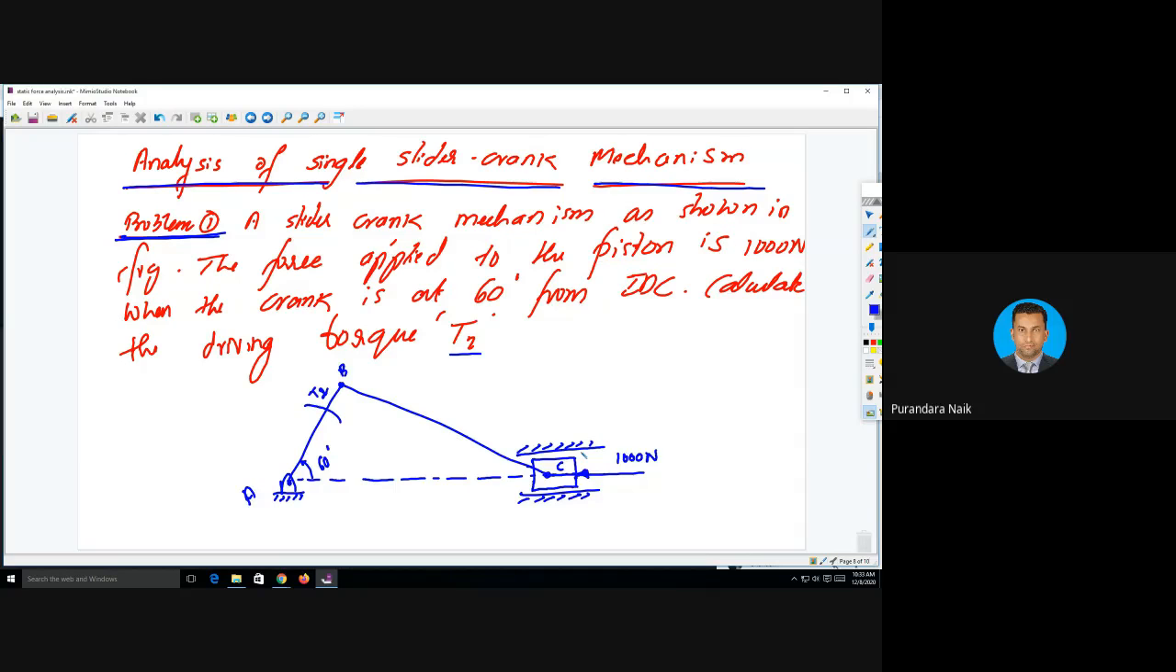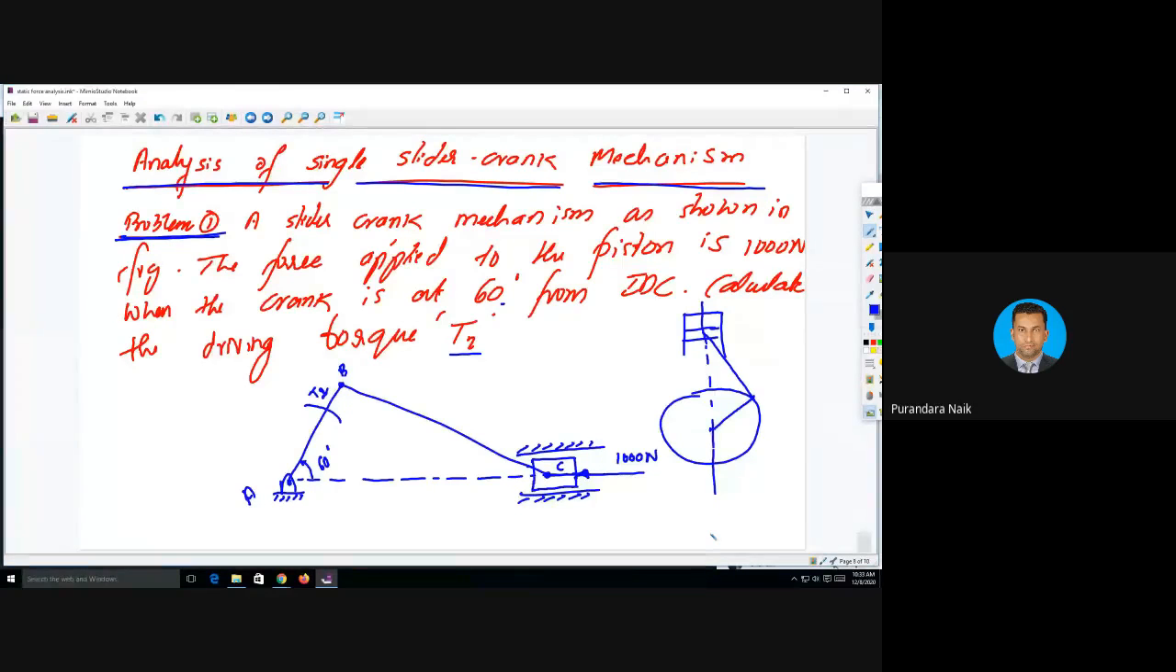Now here, given 60° from IDC crank. This is the crank. AB is a crank. Crank is at 60° with IDC, inner dead center. See here, we have a piston cylinder arrangement. We have a crank here. This crank is rotating like this. And if you connect this crank, this is the center line.